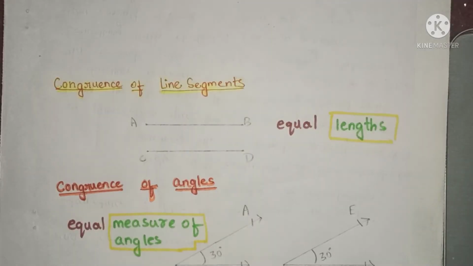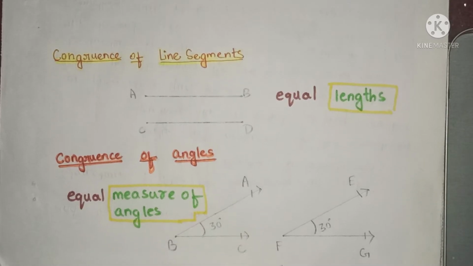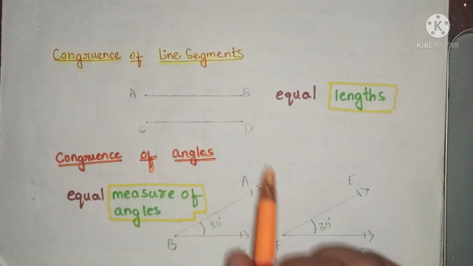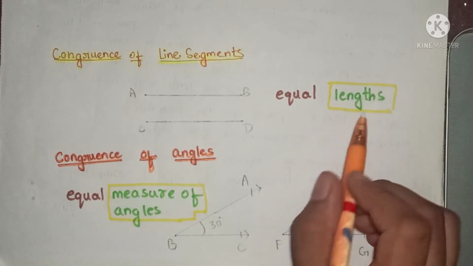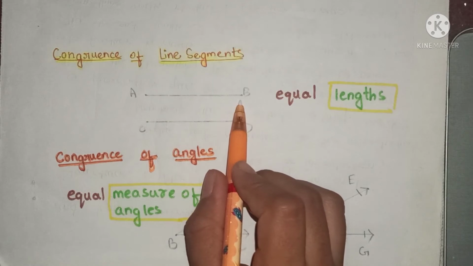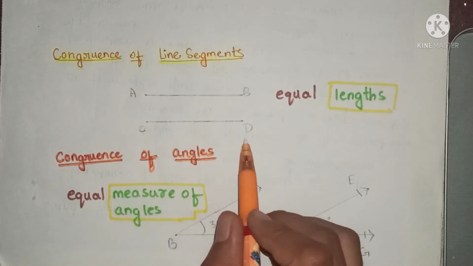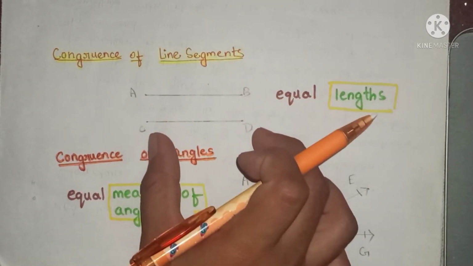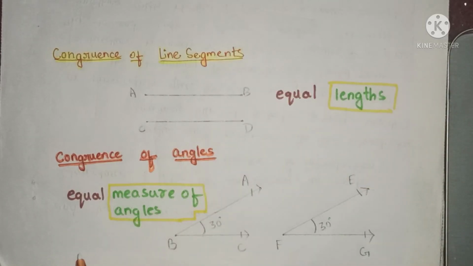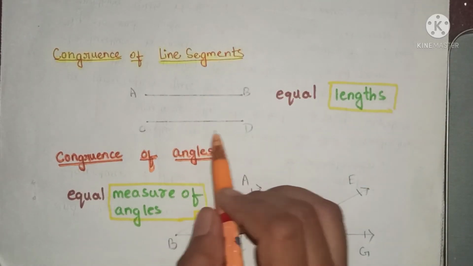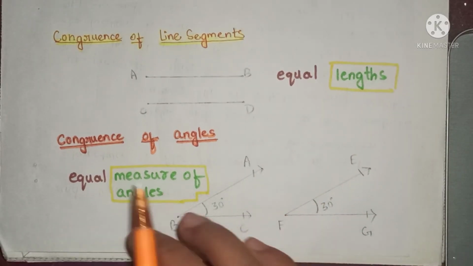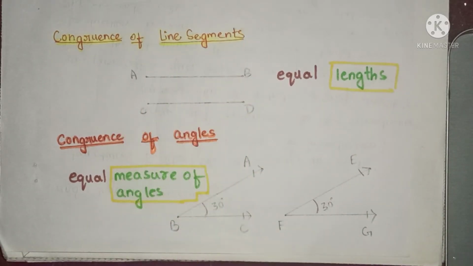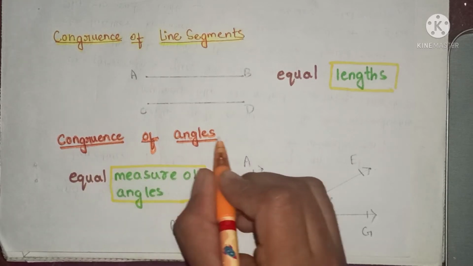Now, congruence of line segments. Let us see, when are the two line segments said to be congruent? When they have equal length. So here AB line is a line segment and CD is also a line segment. Now both are of equal measure. That is why these two lines are of equal length. So they are congruent.